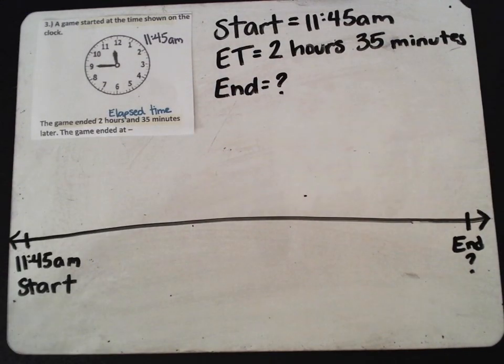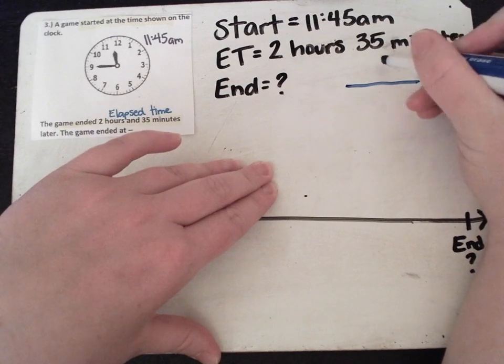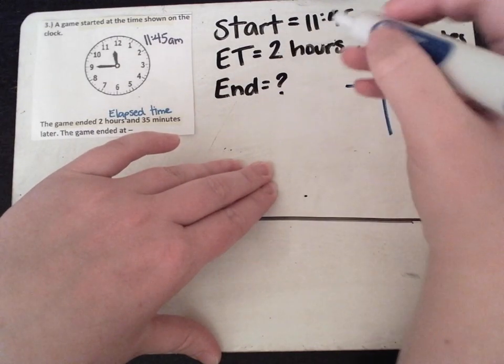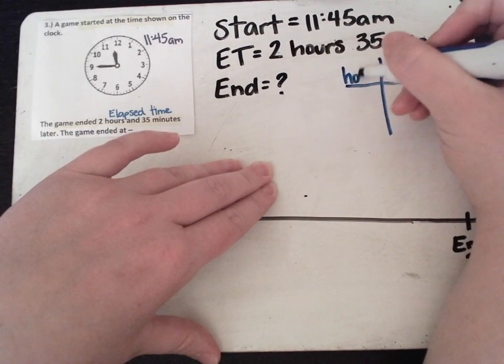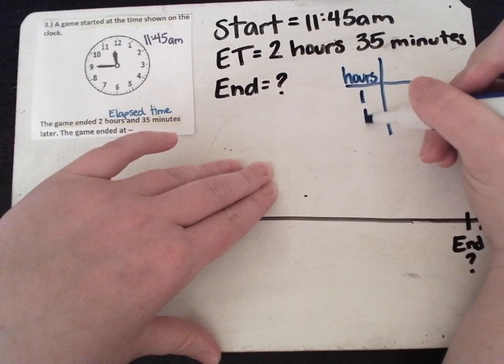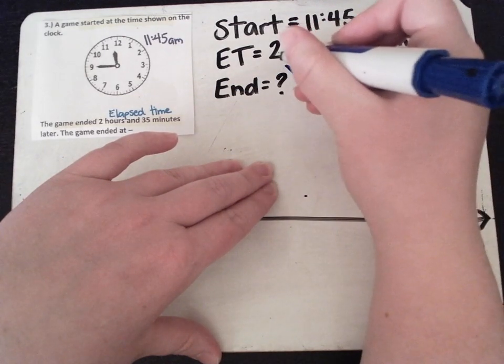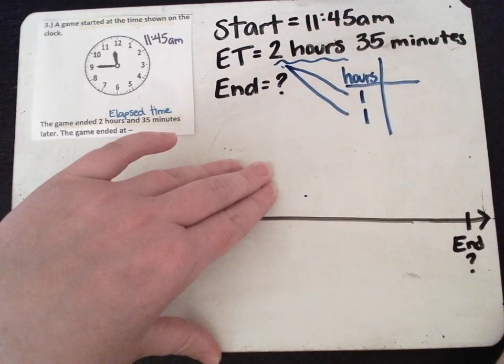So the first thing I'm going to do is split up this elapsed time a little bit so that it's easier to work with. So I'm going to draw a T-chart. And I'm going to start with that 2 hours. So I'm going to have hours over here. And I'm going to break that into 2 separate hours. So 1 plus 1 equals 2. So that's how I'm going to divide that.